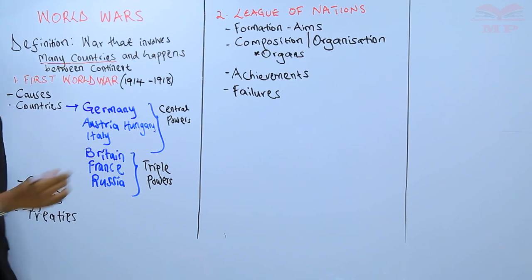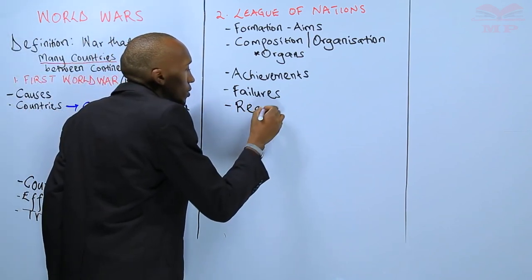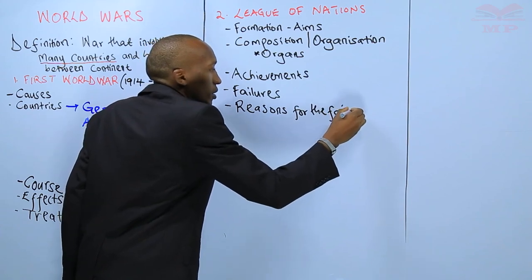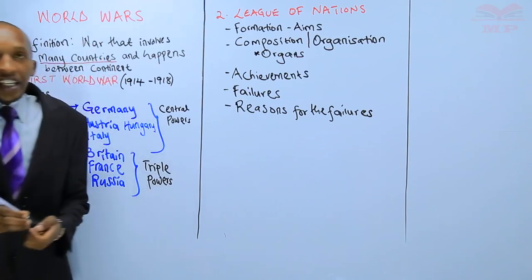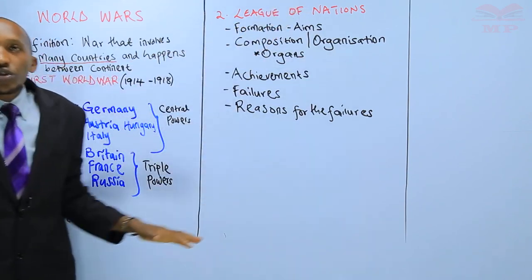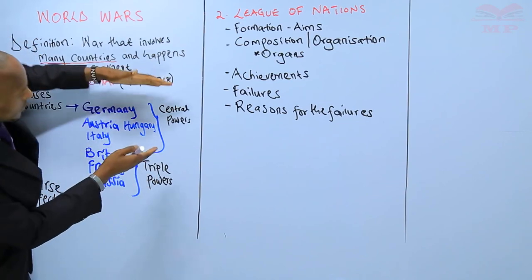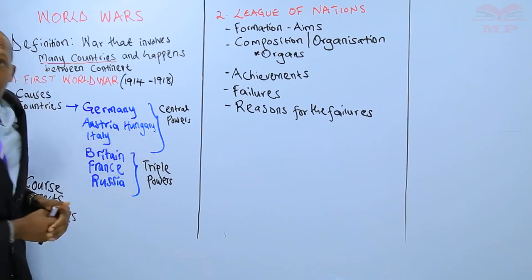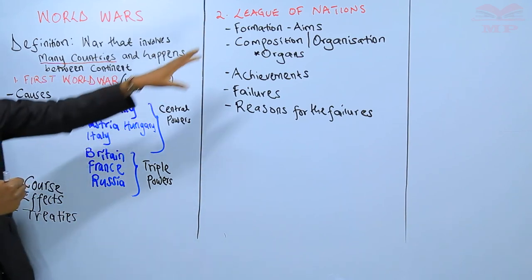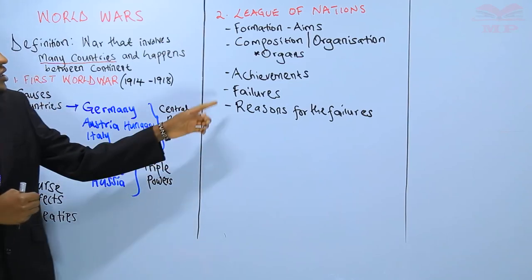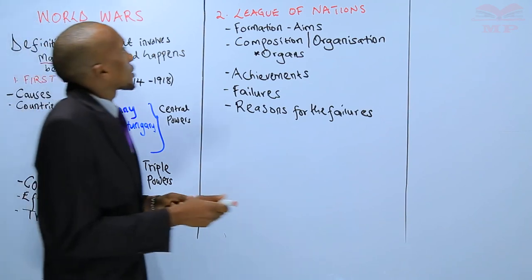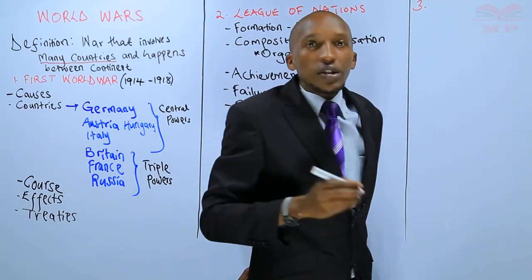And then lastly, on the League of Nations, we are going to look at the reasons for the failure of the League of Nations. Because, as I have mentioned, this League of Nations was created to make sure that the warring parties, the Central Powers and the Triple Powers, came to an agreement, came to peace by signing of treaties. And through the signing of the treaties, we got what? The League of Nations. But at some point, it failed. And then it broke out to now the last part that we are going to be discussing, the Second World War. So that is the next part that we are going to be discussing in our unit.